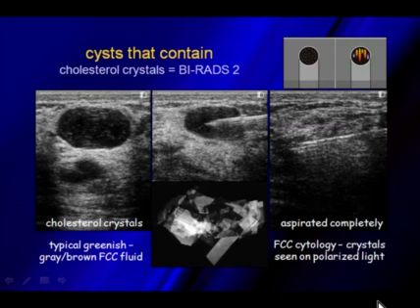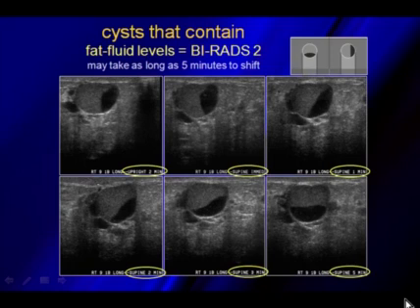So by increasing the intensity of the beam, these are just cholesterol crystals that appear to be clumped together on the first initial image. If you do aspirate these, typically you're going to get more of a greenish gray-brown fibrocystic change fluid. They will typically aspirate completely, and cytology crystals seen on polarized light will have this type of appearance. But most of the time when you get used to looking at these, they really do not need to be aspirated.